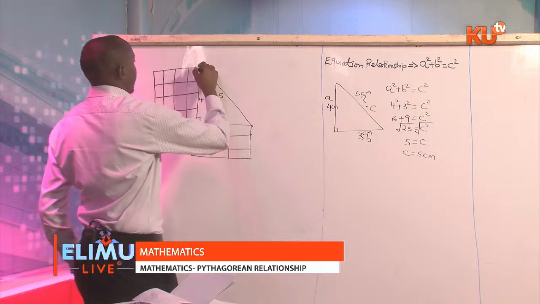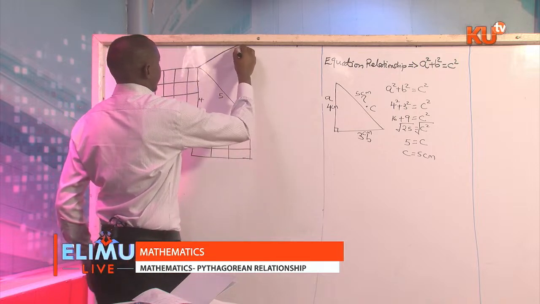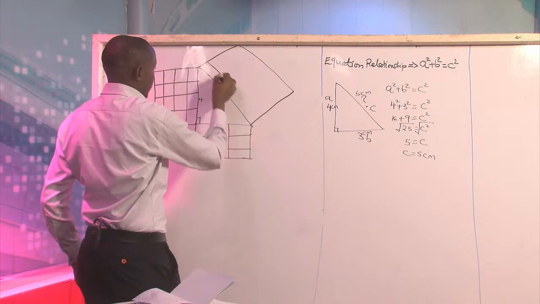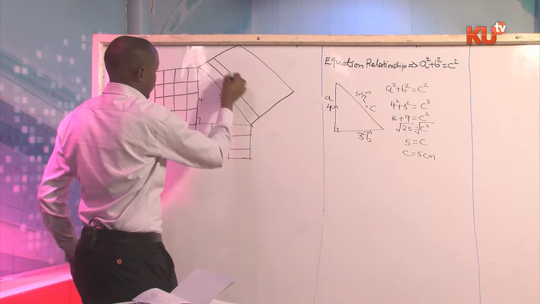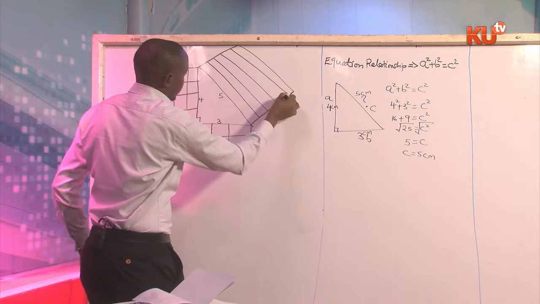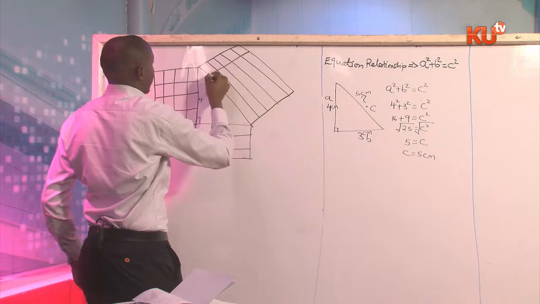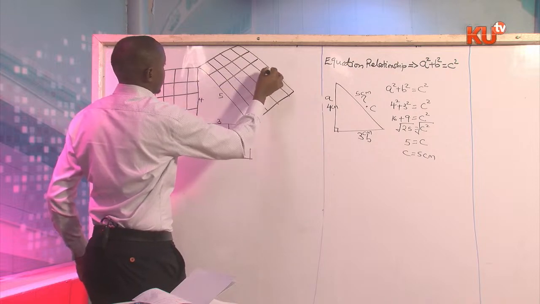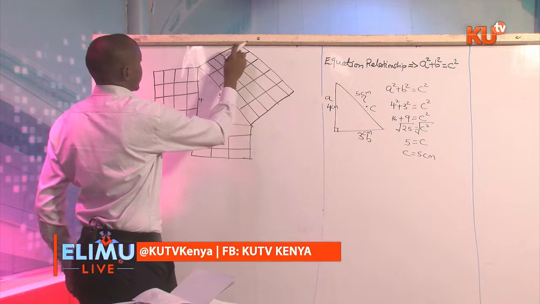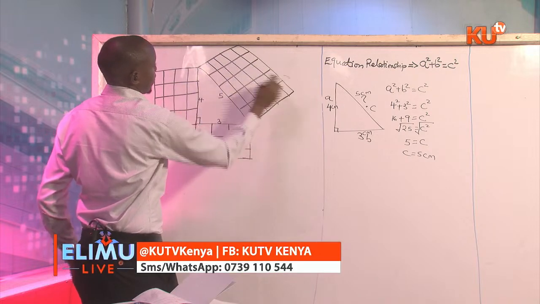And then let's have a 5 by 5 square. I hope it fits well. You can all see, learners. This is a 5 by 5 one. 2, 3, 4, and 5. And then here we have 1, 2, 3, 4, and 5. This is 5 by 5 squares.